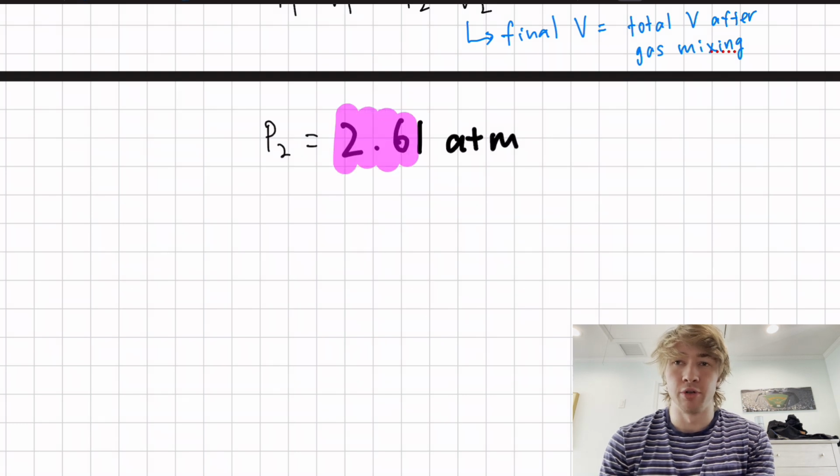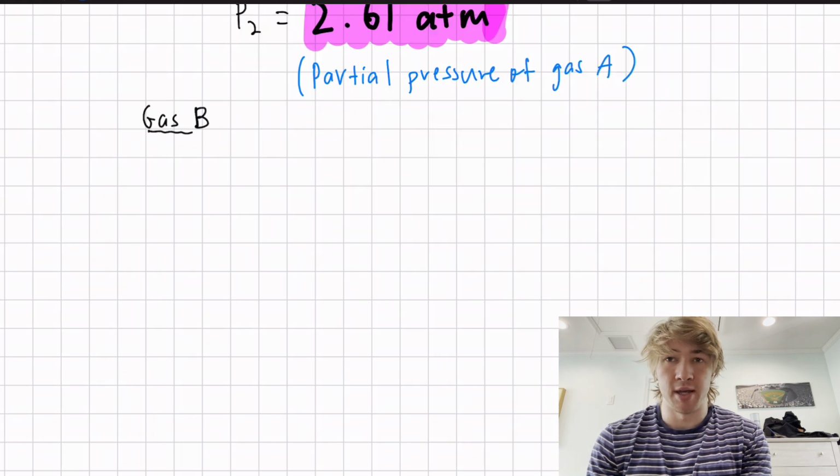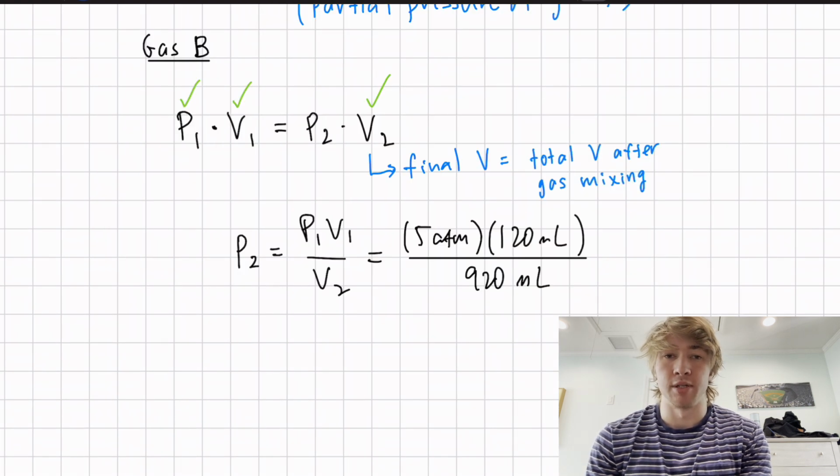Now, the very crucial detail here is that this is the pressure of gas A only, not gas B. In other words, this is the final partial pressure of gas A. Doing all of the same steps for gas B, we find that its partial pressure is 0.65 atmospheres. Now, what do we do with this information?